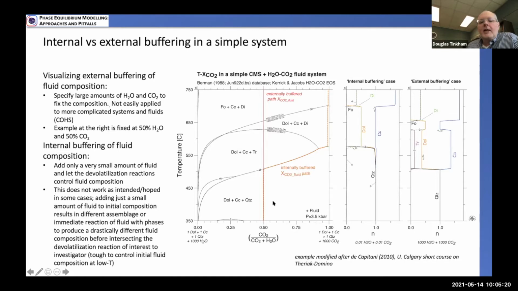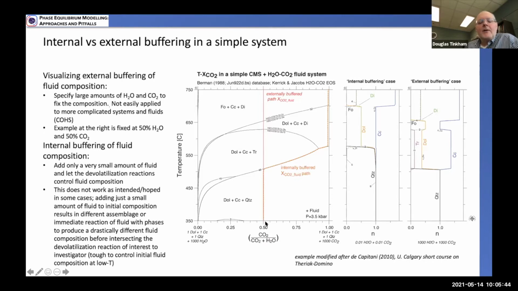The external buffering case is even easier. As I said, you just load up your system with mostly fluid, and you follow the vertical line. And you can see the differences in the mineral assemblages that's generated. Now, this is what's shown in our third year metamorphic petrology courses. It is very difficult at times, and I think when you get into more complicated systems, to do this, to sort of visualize the internal buffering path.